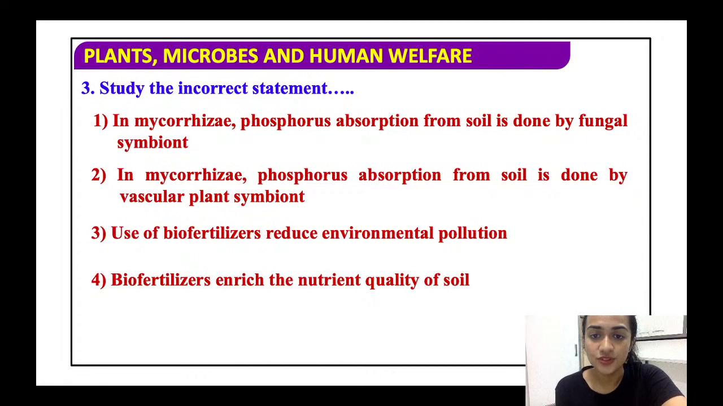In mycorrhizae, phosphorus absorption from soil is done by the fungal symbiont. Yes, from soil is done by a vascular plant symbiont.